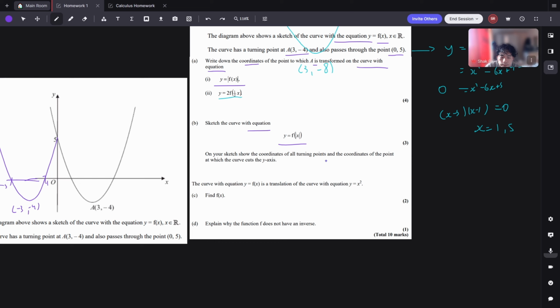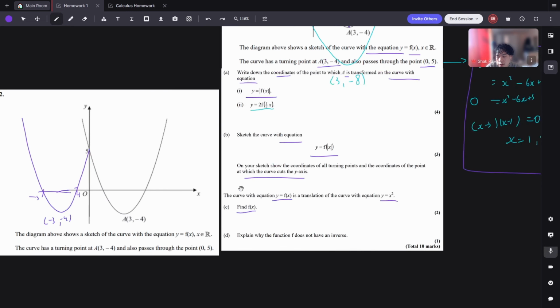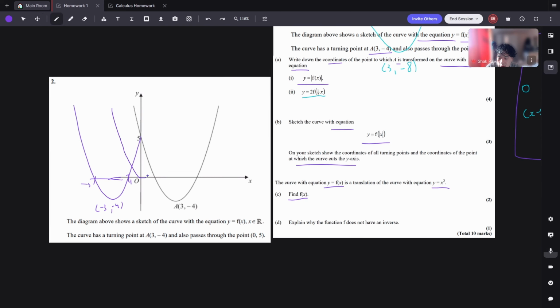Cool. On your sketch, show the coordinates of all the turning points and the coordinates at which the curve cuts the x-axis. So the curve of y equals f of x is a translation of the curve with the equation y equals x squared. Find f of x. We know what the translation is going to be, because y equals x squared is going to look something like this. So it's going to be a translation 3 to the right and 4 down.